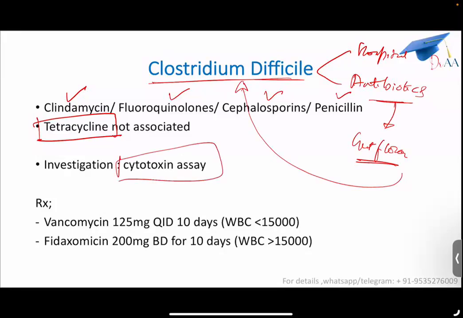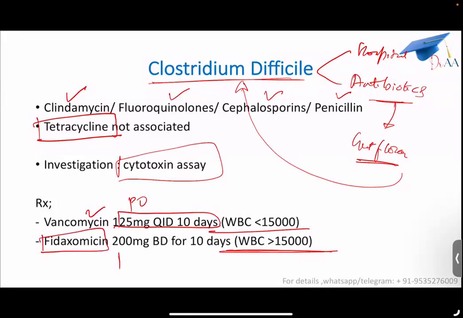What is the treatment? If the WBC count is less than 15, you can treat it with vancomycin. This is given orally, 125 mg, not required to remember the dosage. Fidaxomicin can be given if the WBC count is more than 15. Again, you are giving it per oral.